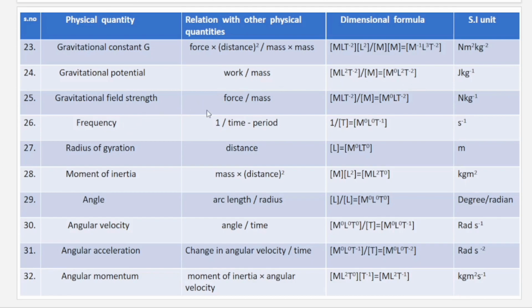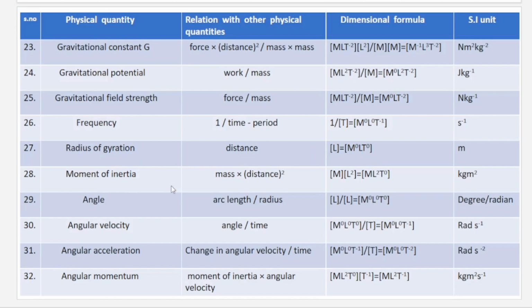Gravitational field strength is force by mass. Force is MLT^-2, mass is M, so we get M^0 L T^-2. Frequency is 1 by time period, which is 1 by T, so we get M^0 L^0 T^-1. Radius of gyration is distance, which is L, so we get M^0 L T^0.